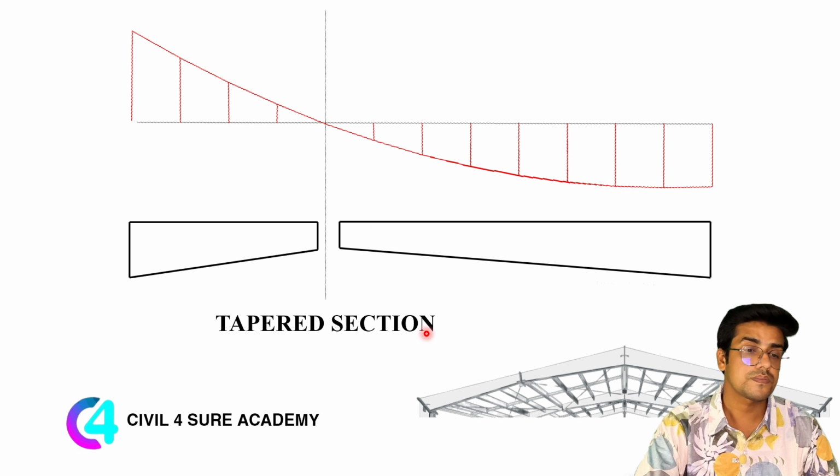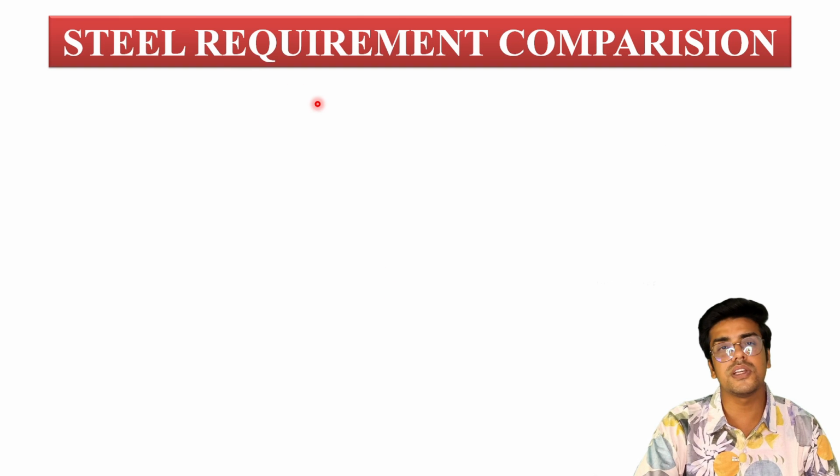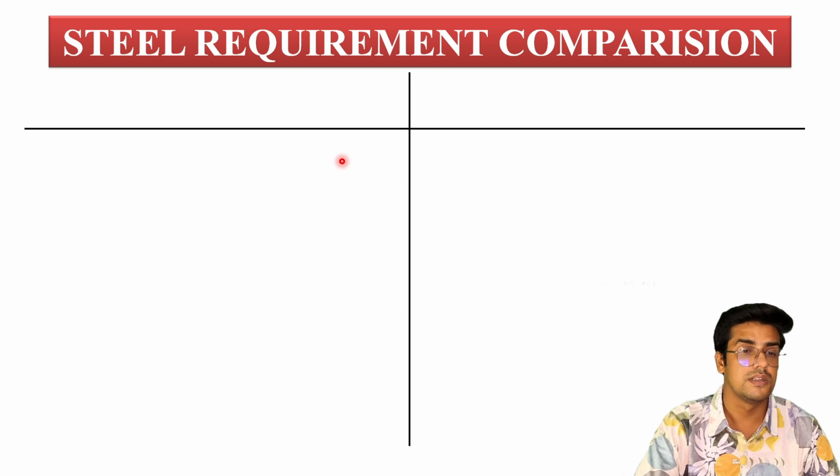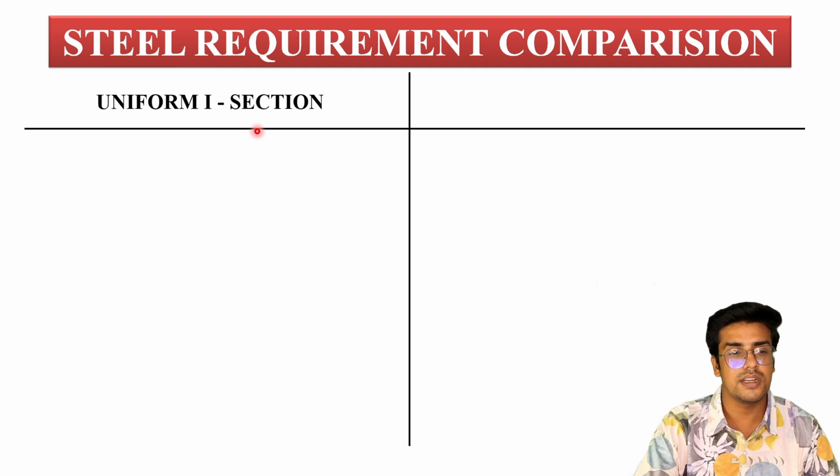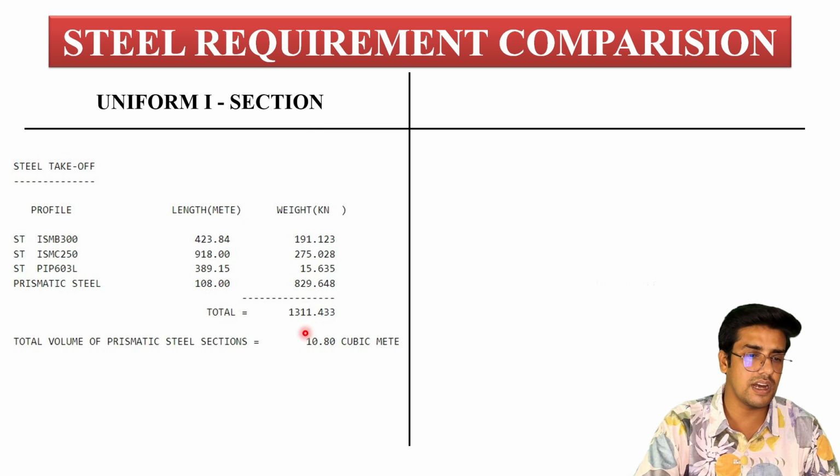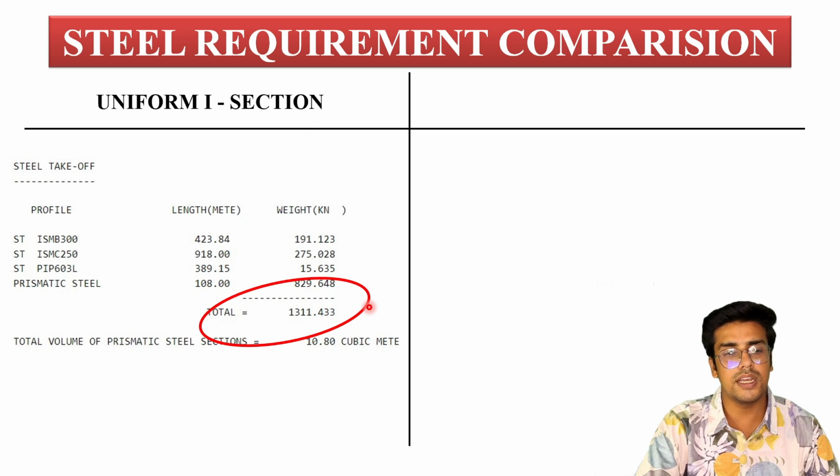Okay, now let's also talk about the steel requirement comparison, how much steel we are going to save if we use the tapered section. Let's first see the uniform I section. I have separately made a truss, an industrial shed PEB building, in STAAD Pro, and we did the analysis and the material takeoff. One truss is of the uniform I section, and the result we got was 1311 kilonewton of steel required. There was an ISMB 300 section, a 250 channel section, and also a pipe section. So the total of 1311 kilonewton of steel was required.